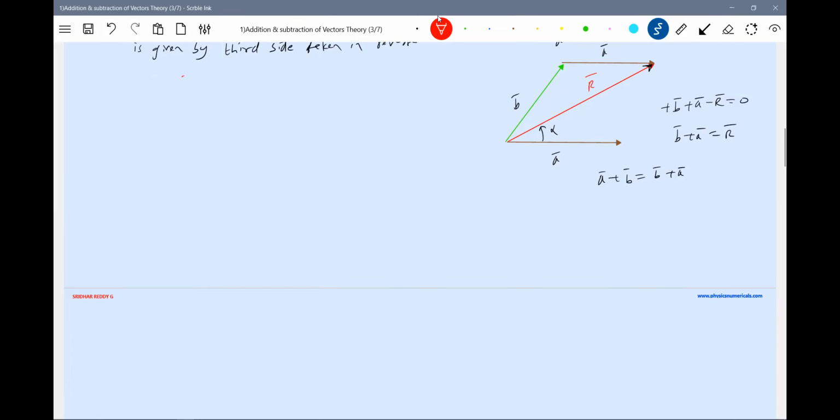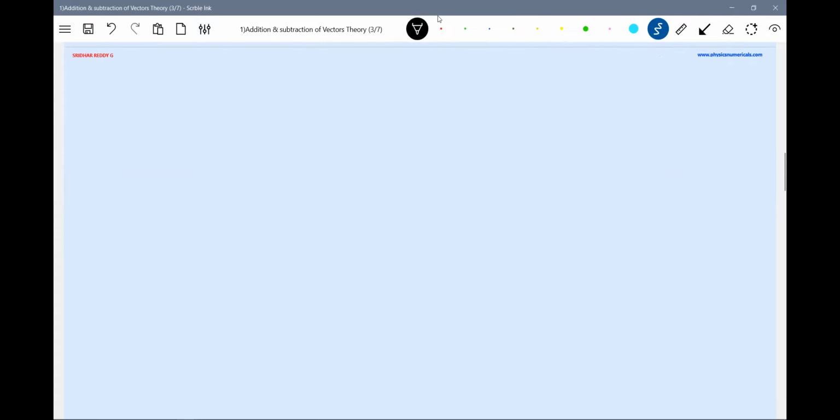I need a little bit more space. We'll move to the next page. So this will be associative law. So for associative law, let's take three vectors. There's a vector a bar, there's a vector b bar, and let there be another vector c bar, which is a little bit less in length compared to the other vectors. So this is a bar, this is b bar, this is c bar.